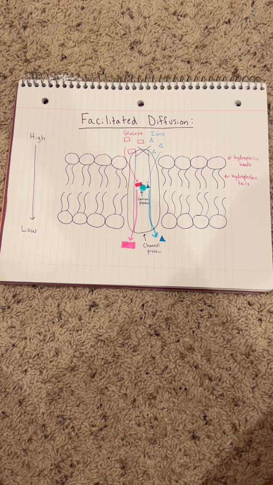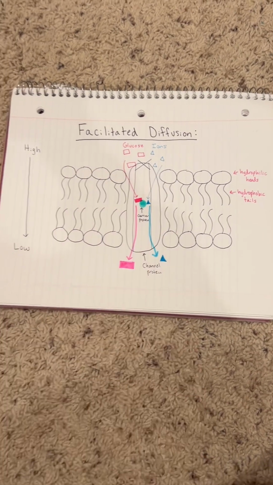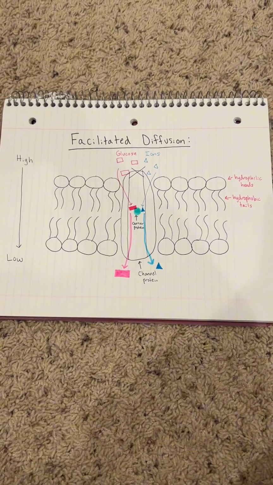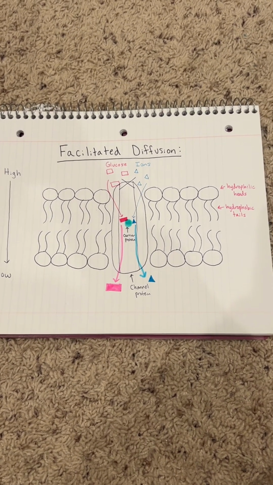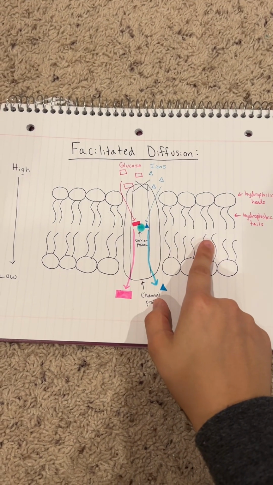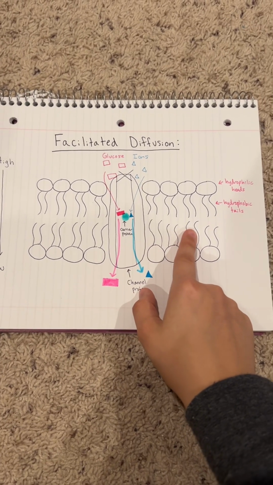Some examples of molecules that use facilitated diffusion would be glucose and ions. Glucose and ions are molecules that are both large, polar, and charged. They are also considered hydrophilic. So since the lipid bilayer consists of hydrophobic tails, glucose and ions are not able to pass through on their own because they are both hydrophilic.